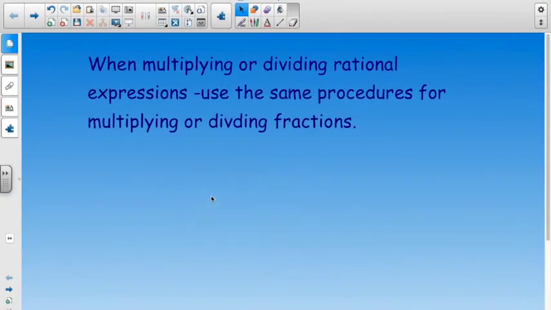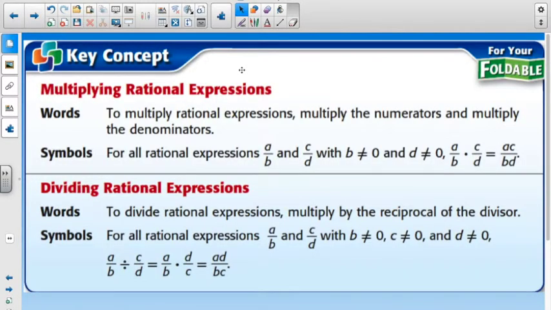We've talked about rational expressions, and now we're going to talk about multiplying and dividing rational expressions. And when we multiply or divide rational expressions, we do the same thing we did with multiplying or dividing fractions. In multiplying, we take the numerator times the numerator, the denominator times the denominator.